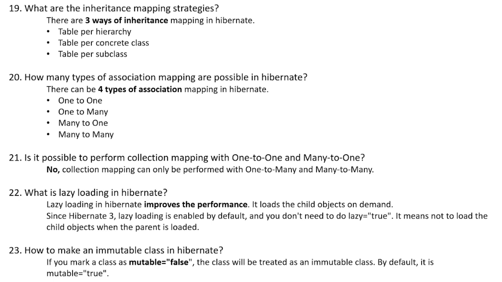Question 20. How many types of association mapping are possible in Hibernate? Answer. There can be 4 types of association mapping in Hibernate. One-to-one, one-to-many, many-to-one, many-to-many. Question 21. Is it possible to perform collection mapping with one-to-one and many-to-one? Answer. No, collection mapping can only be performed with one-to-many and many-to-many.